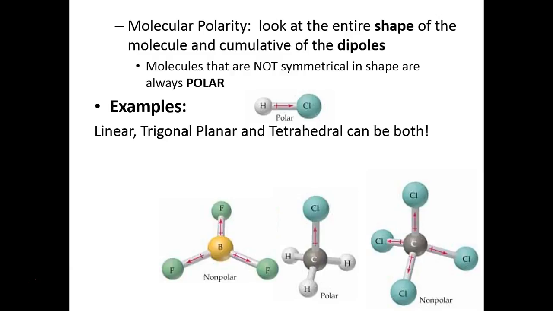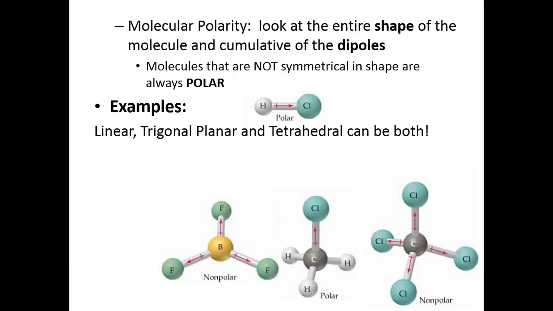The middle picture there with CH3Cl that has 3 hydrogens and a chlorine on it, that one is not symmetrical. The carbon is actually more electronegative than the hydrogens, so it's pulling electrons towards itself. And the chlorine is pulling electrons up towards the top of the molecule. And so that one ends up being polar.